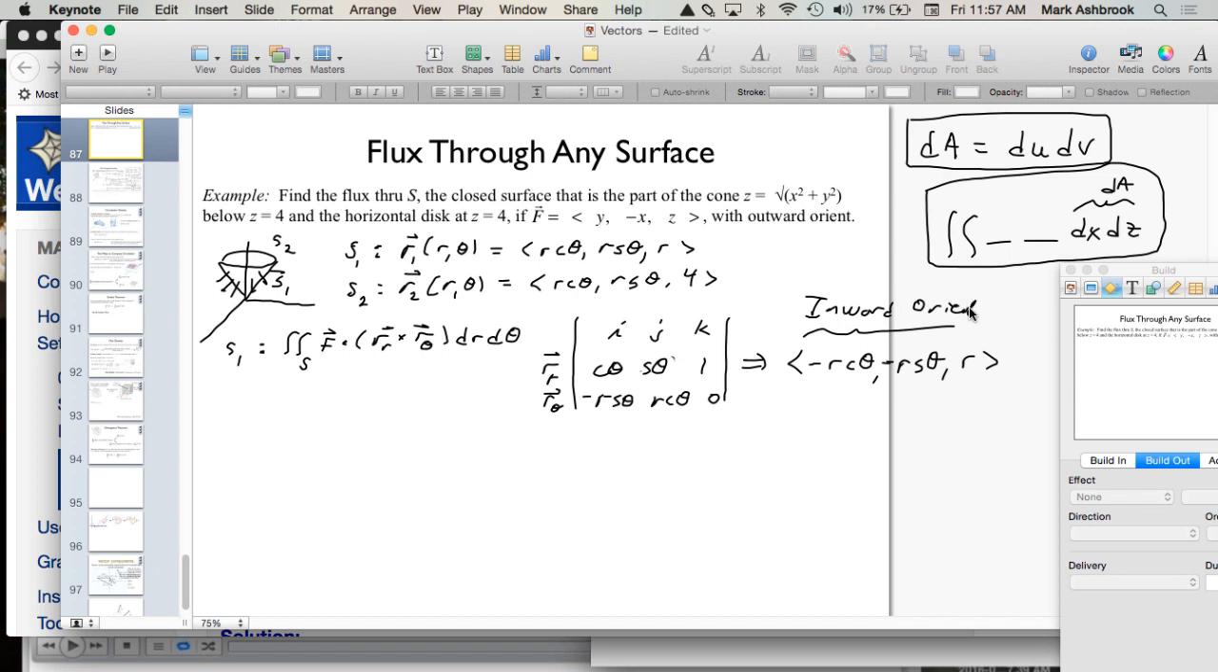And so to get outward, we should have done r theta cross rr. But that's as easy as changing the signs, right? So then outward would be r cosine theta, r sine theta, negative r. And that's what we want. Absolutely, because that's a cross product; just changing the order of a cross product just takes the opposite vector, right? It's the opposite vector.